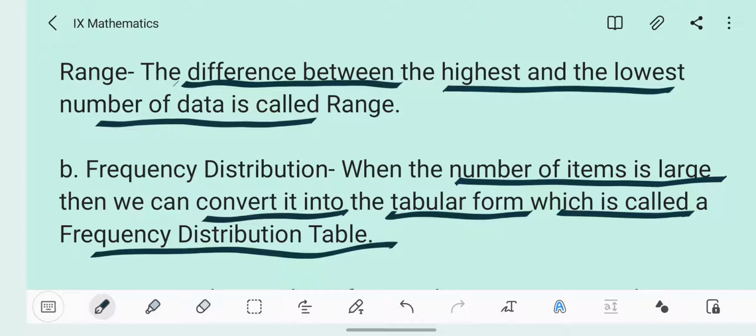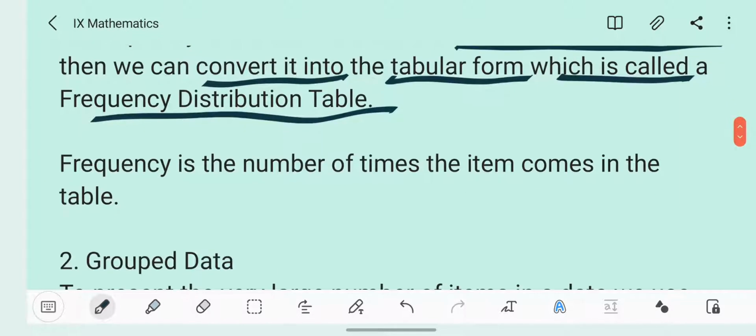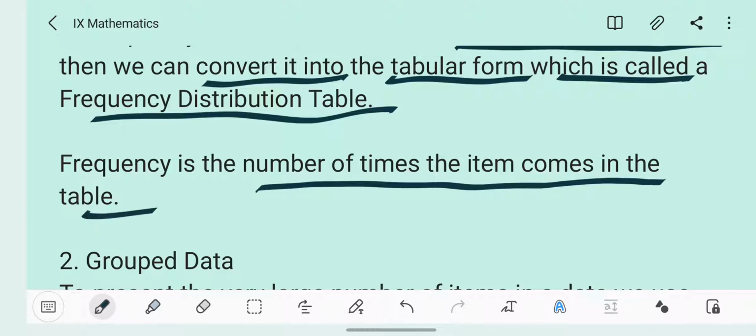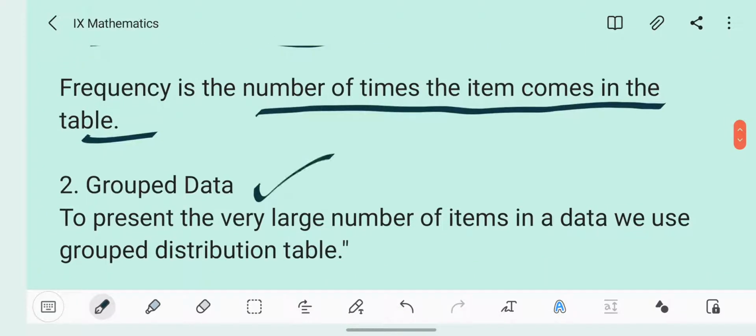You all have gone through these particular terms in your previous classes. So, frequency is the number of times the item comes in the table. The next one is grouped data. To present a very large number of items in data, we use a grouped distribution table.